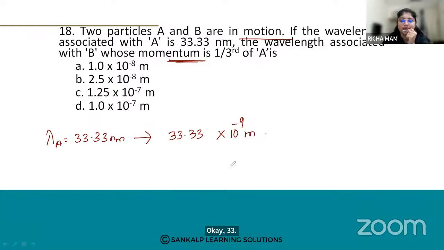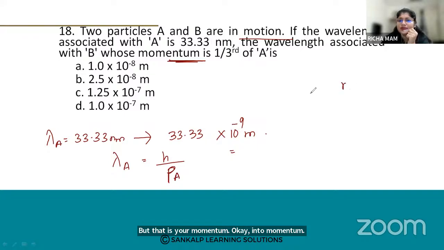33.33 into 10 raised to minus 9 meter. Now we know that lambda is equal to h divided by p, that is your momentum. What is momentum? Momentum is equal to M into V. So let us find out.